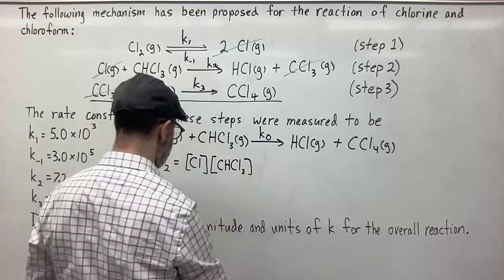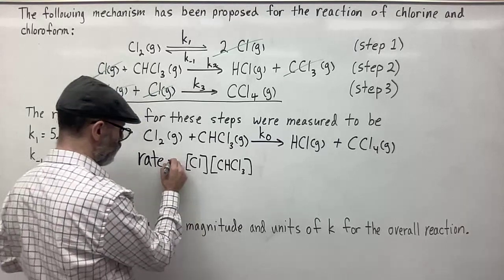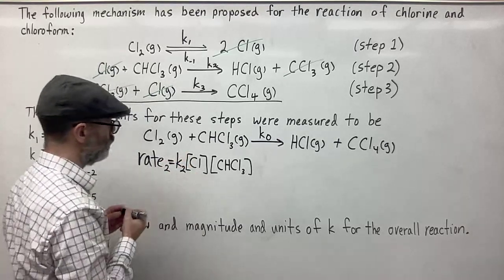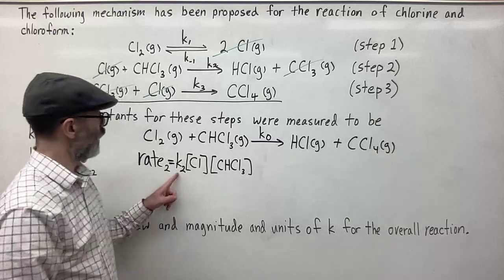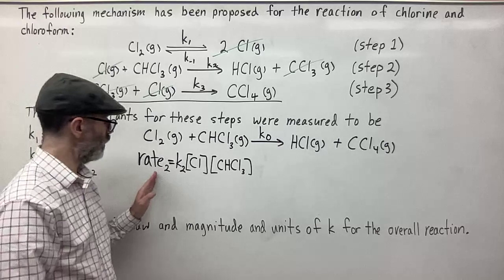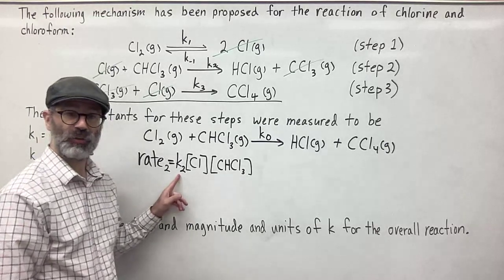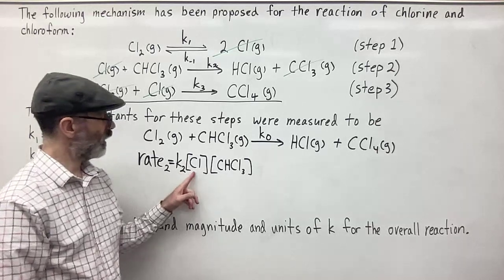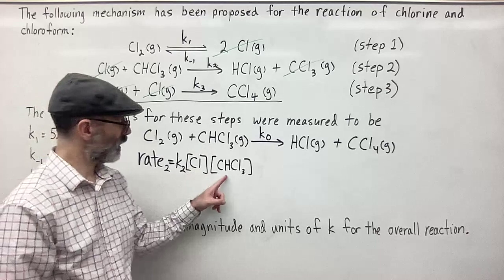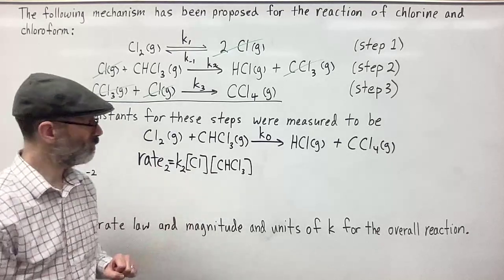Oops, you know what I forgot? I forgot the K value. We need our K. So that's going to be K sub 2. Sorry about that. So K sub 2, that's the K value here. So the rate of step 2 is equal to the rate constant of step 2, times the concentration of chlorine atoms, times the concentration of chloroform. Okay, now we have our rate law here.